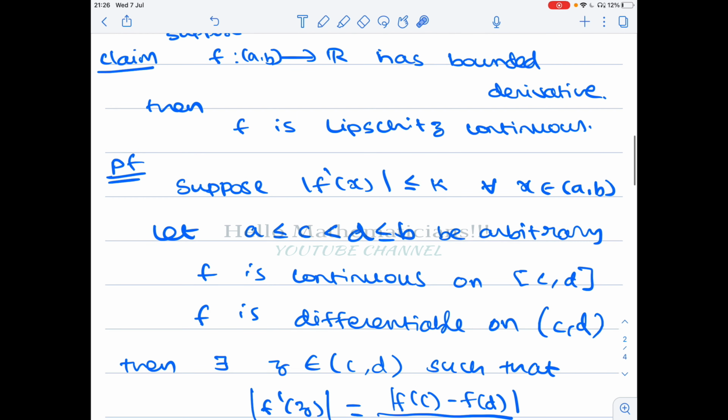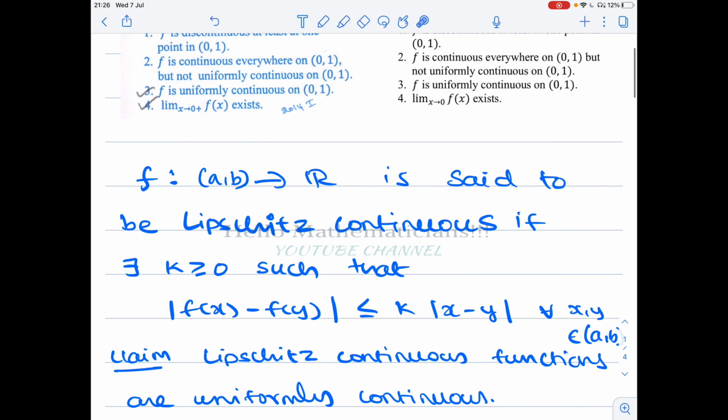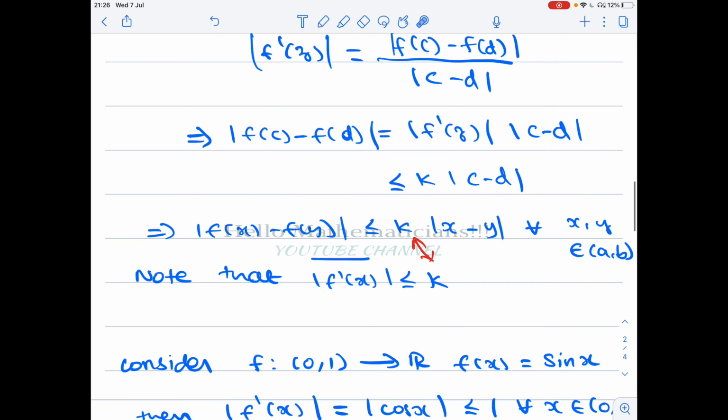Now we come back to our problem. In our problem, we are given mod sin x, and somehow we want to use mod sin x minus sin y. So we deal with sin x. For this problem, you have to do the same thing with cos x, but it is exactly, 100%, the same. So you can try it by yourself.